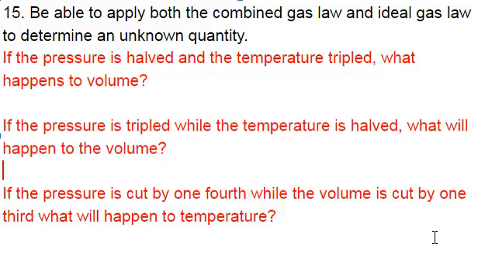Number 15, be able to apply both the combined gas law and ideal gas law to determine an unknown quantity. I think given the numbers, you can plug and chug into P1 times V1 over T1 equals P2 times V2 over T2, or if you're given the ideal gas law. You guys seem pretty solid on that.